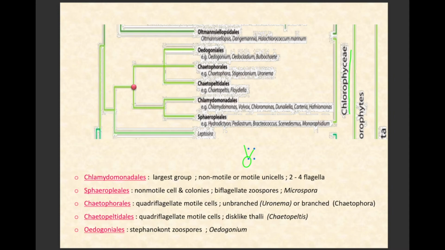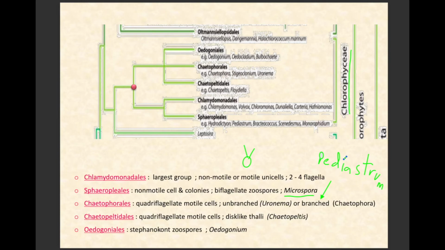Meron tayo na under your Sphaeropleales. These are mga representative natin yung Microspora or yung mga Pediastrum. Pediastrum. So, Microspora and Pediastrum, these are non-motile cells na usually nagpo-form ng colonies. Meron din ng mga biflagellated zoospore yung mga Pediastrum natin, Microspora.